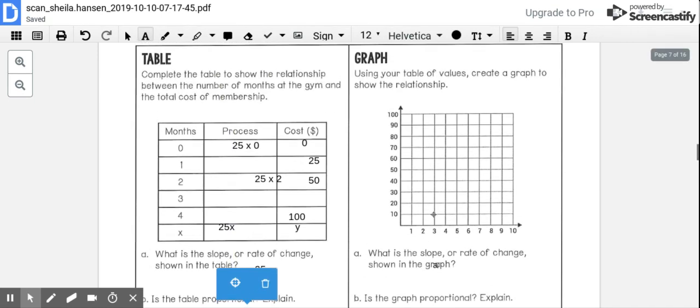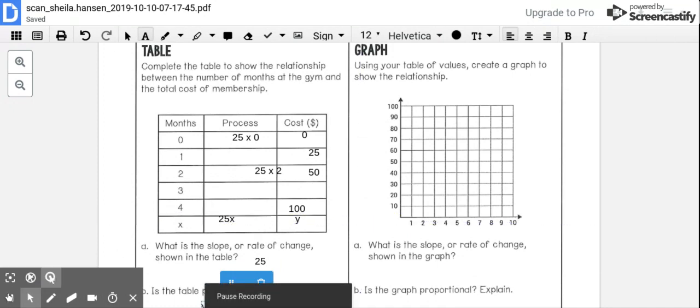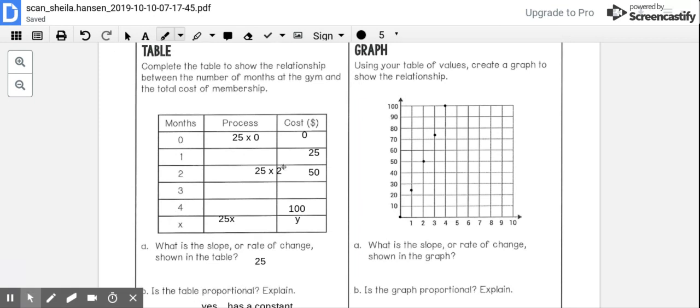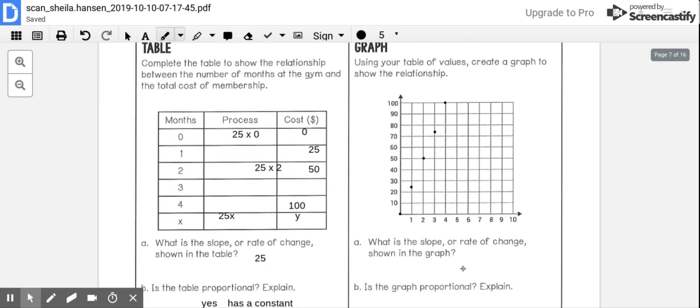Okay, so then you would go ahead and graph it. And I'm not going to do that right now. I'm going to pause it, so you should be graphing it right now. Okay, so I went ahead and used the ordered pairs here, the 1, 25, went over 1, up 25, started with 0, 0, and kept going. And then you can go ahead and draw the line through them. And so, again, what is the slope or rate of change shown in this graph? Well, it should be the same. It should be 25.